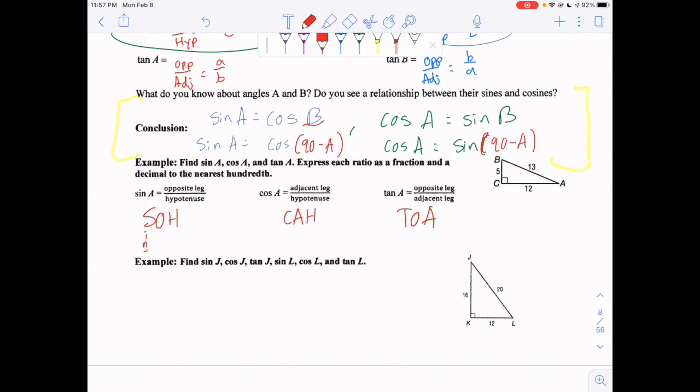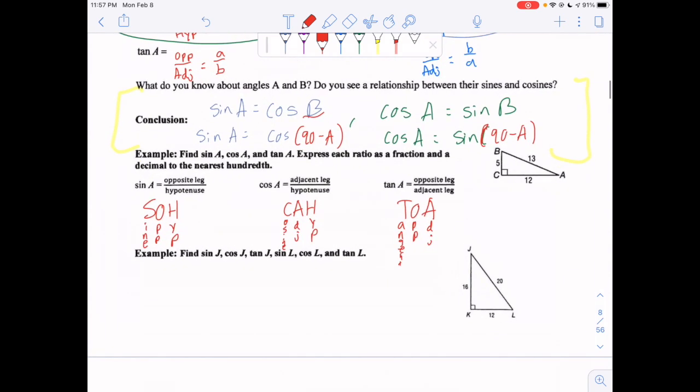So for sine, this is opposite over hypotenuse. For cosine, this is adjacent over hypotenuse. And for tangent, this is opposite over adjacent. Okay, pretty cool acronym. SOHCAHTOA.